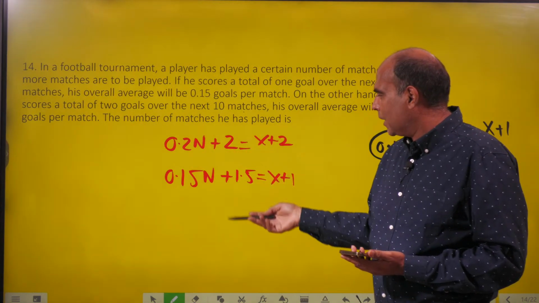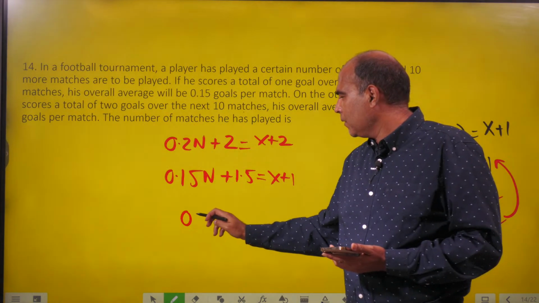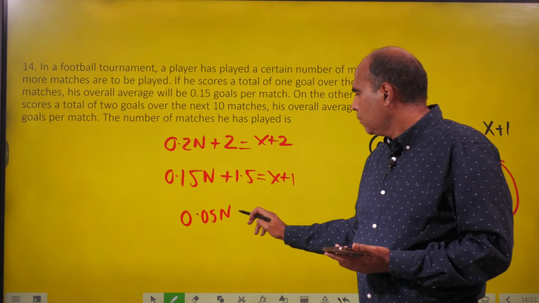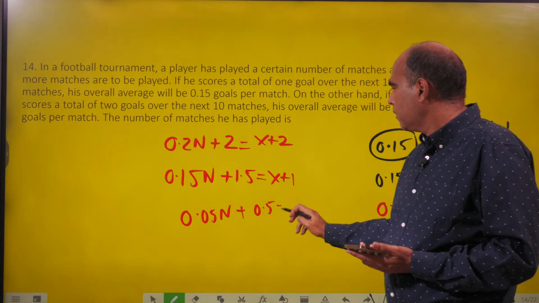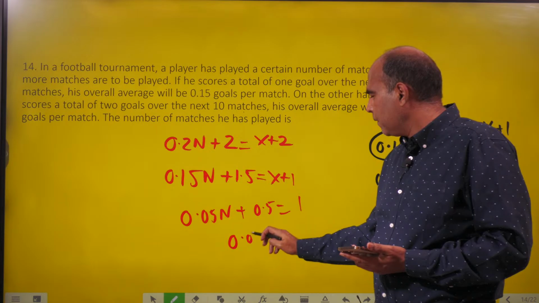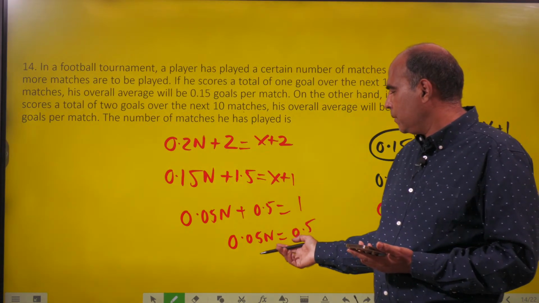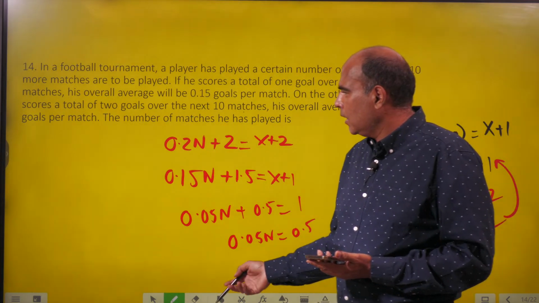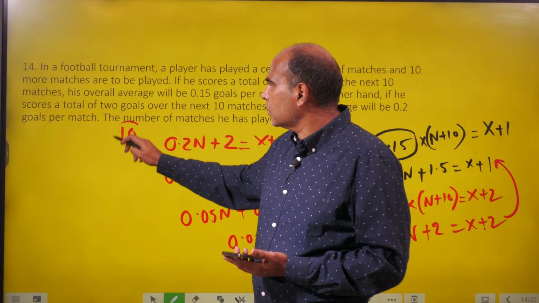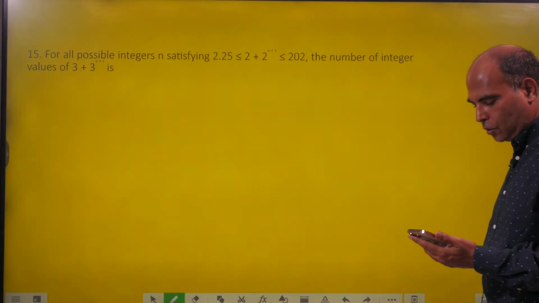Coming back, so if I subtract this minus this, I get 0.05n plus 0.5 is equal to 1. X gets eliminated. So 0.05n is equal to 0.5, which then tells me that the value of n must be 10. And that's the question being asked. What is the value of n? Number of matches he has played is 10. That's the solution to this question.